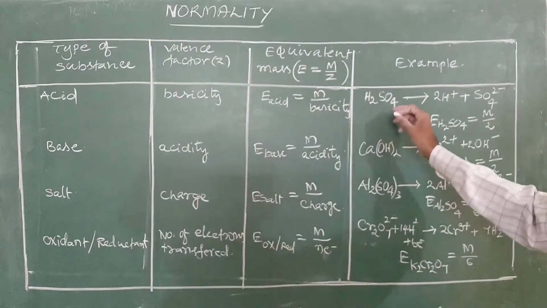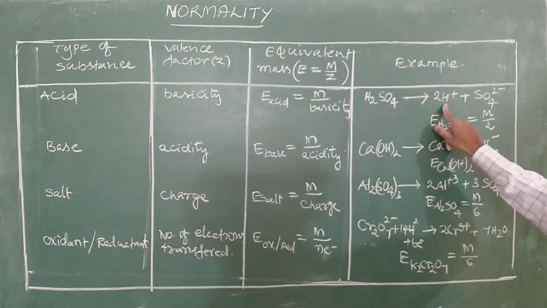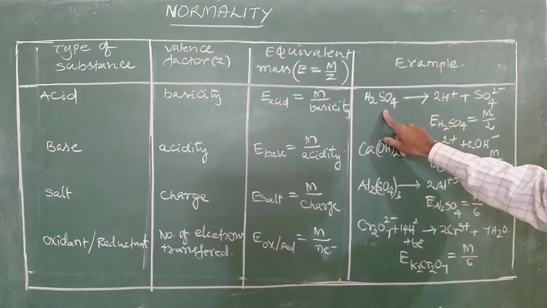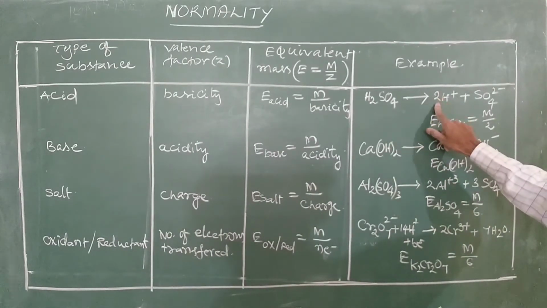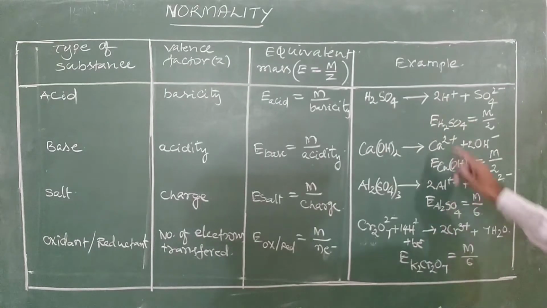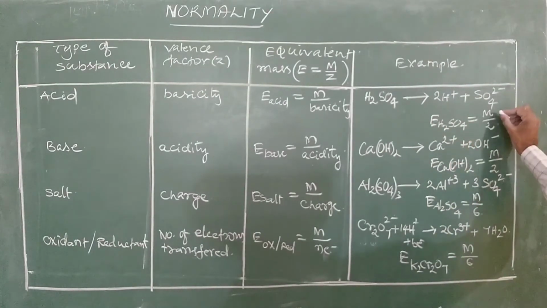For example, if you take sulfuric acid, it ionizes to give 2 H plus ions. Now what is the basicity of sulfuric acid? It is equal to 2. So the equivalent mass of sulfuric acid is equal to the molecular mass divided by 2.